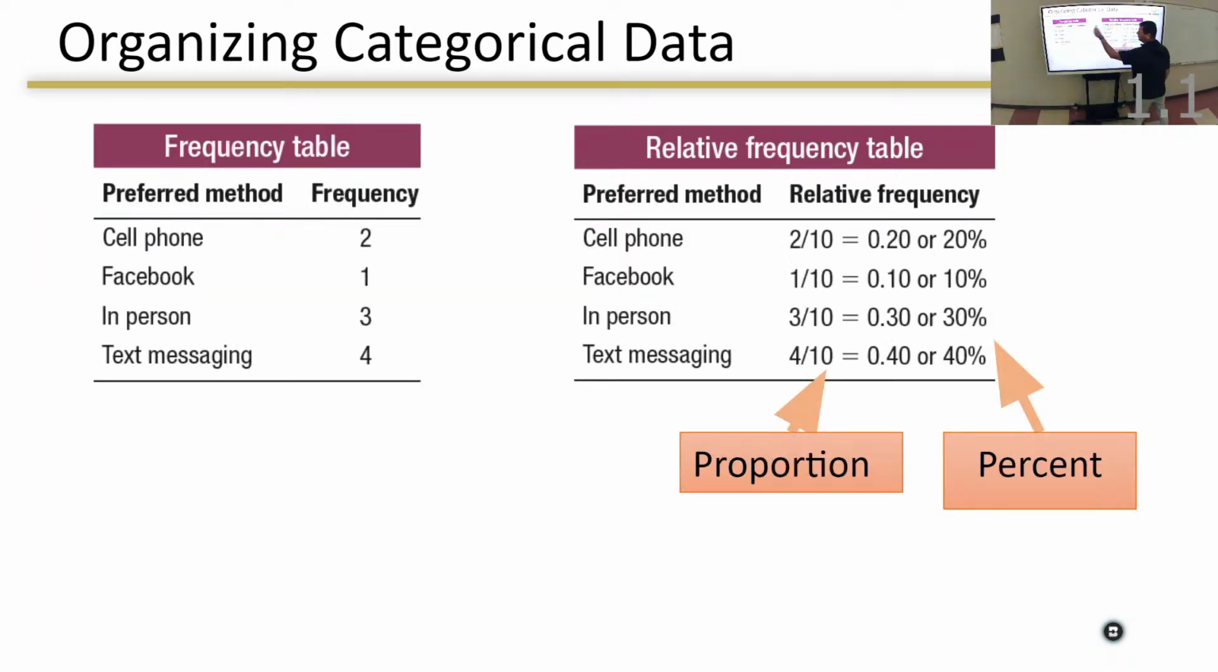Relative frequencies turn frequencies into percentages. So we know there's 10 of those. That's 20%, 10%, 30%, 40%. That's the frequency converted. If you've got that calculator, you can convert that fairly easily.